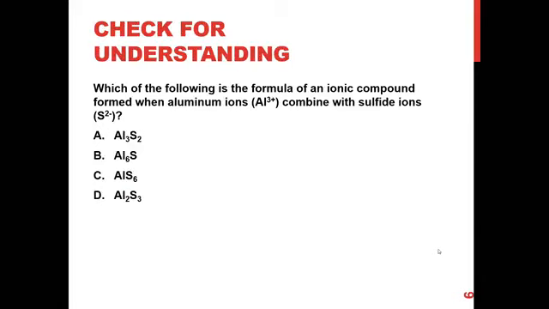Having looked at a few examples, let's check to see if you are understanding the process that we are discussing. When you look at these check for understanding questions, read carefully through the question. Pause the video, come up with the correct answer, A, B, C, or D, and then play the video to check your work. In this first question, we are asking which of the following is the formula of an ionic compound formed when aluminum ions, Al3+, combine with sulfide ions, S2-.